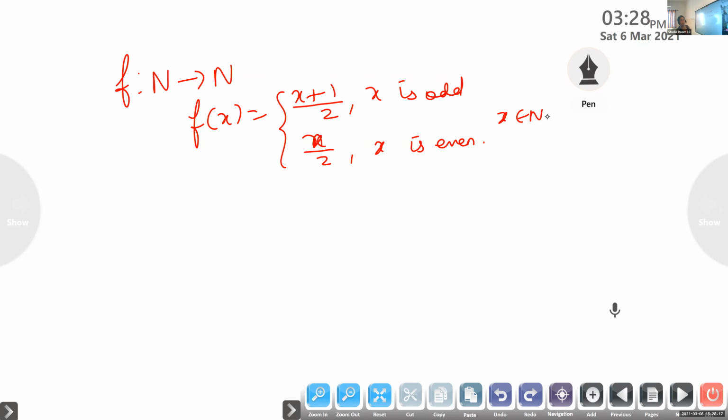Find whether the function f is bijective. You have to check whether f is bijective. Try this one. Check it over all natural numbers. Will it be bijective? This one is a very important question, children. This is a textbook question and it's an example question. You have to check whether it is a bijection or not.